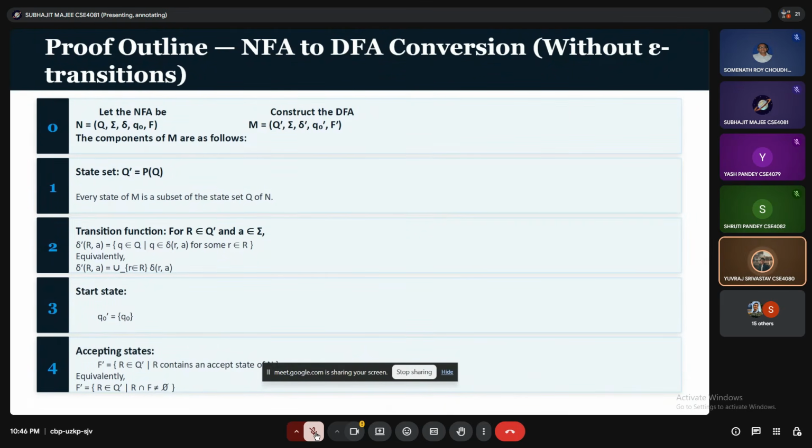This is why the set of states of the DFA is the power set of all the NFA states. So the start state of our DFA is simply a set containing the NFA's original start state. Finally, any DFA state that contains at least one NFA accept state becomes an accepting state in our new machine.